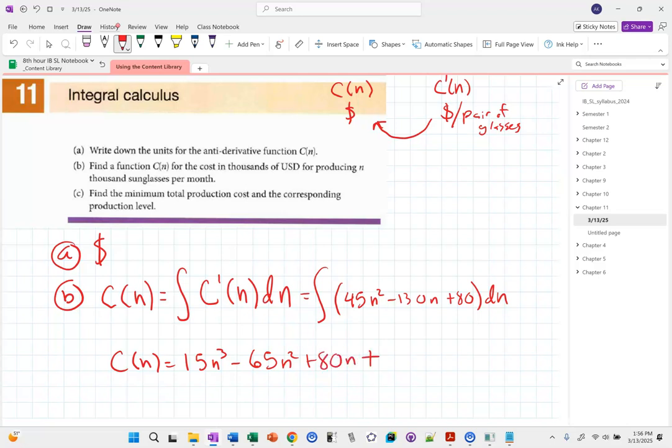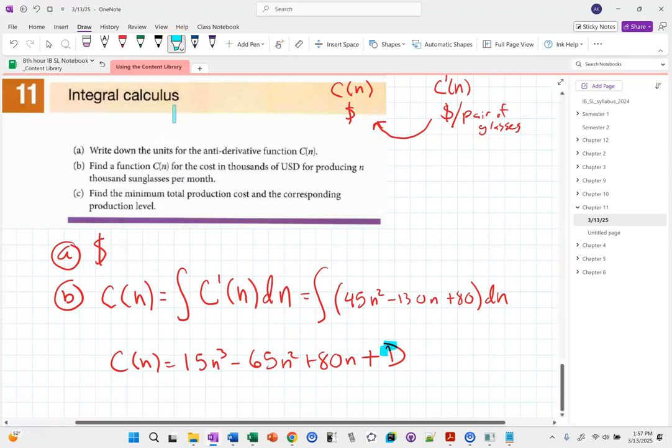80n. Well, I'm not going to use a C here because I already have a C there. I'll just use D. Maybe you want to use K for constant, like you're a German or something. Okay. So that's our answer for B. Oh, nope, that's not our answer for B. We need to figure out D now. How am I going to solve for D?